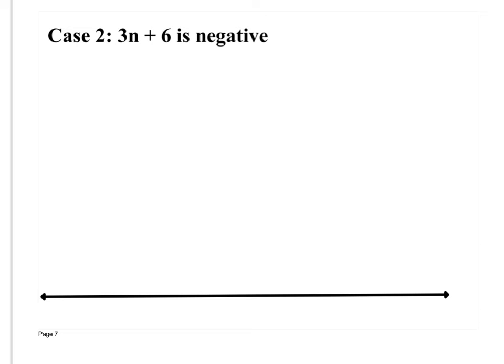Now remember, this is or. This is an or statement because it could be one or it could be the other. It doesn't have to be both. When it was less than, it had to be both. So we do 3n plus 6. Okay, remember we change our inequality and we change the sign of what's over here.